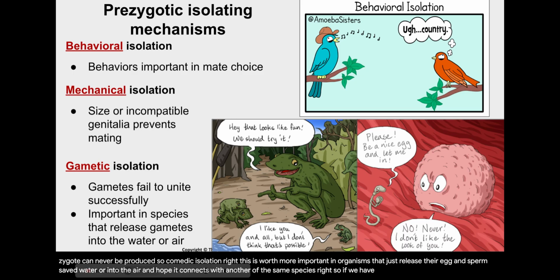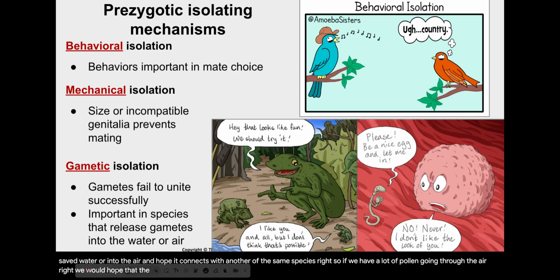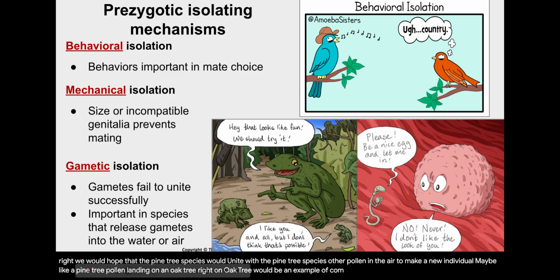If we have a lot of pollen going through the air, we would hope that the pine tree pollen would unite with other pine tree species in the air to make a new individual, instead of maybe a pine tree pollen landing on an oak tree. Pine tree pollen on an oak tree would be an example of gametic isolation. It's just not going to happen. It's not going to work.